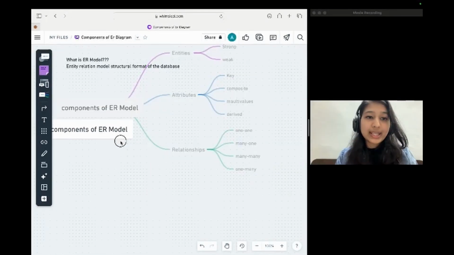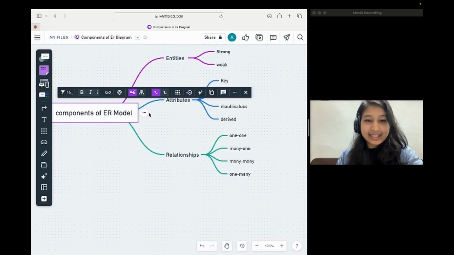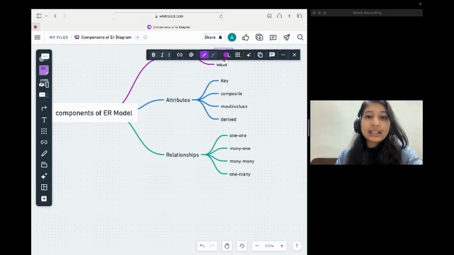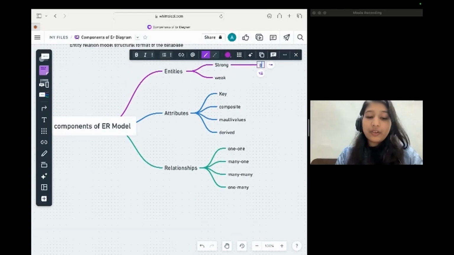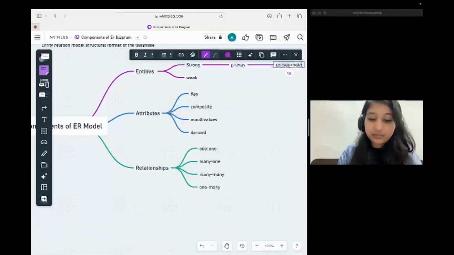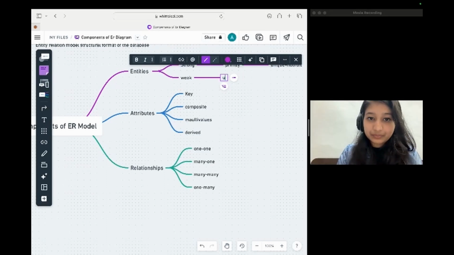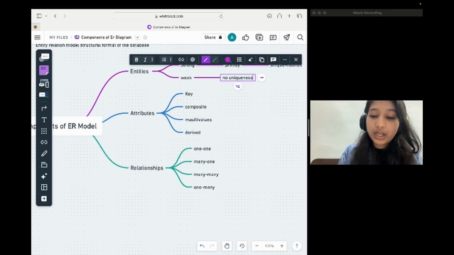Now, let me explain all of these one by one. So, entities. Entities are basically objects that have some physical existence. Now, there are strong and weak entities. The strong entity has a primary key. A primary key is something that has no null values plus is unique. So I can write it, it's unique in nature plus not null. The weak entity is something that doesn't have any uniqueness in it, but it also can't contain null values. It also does not have null values.